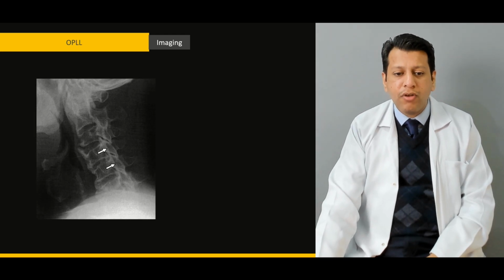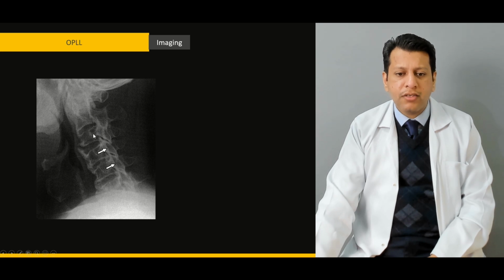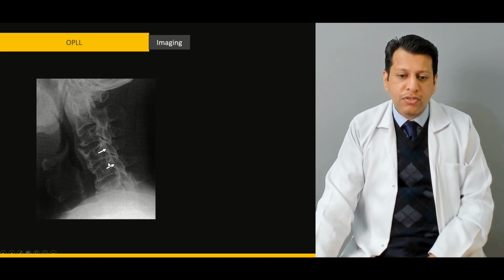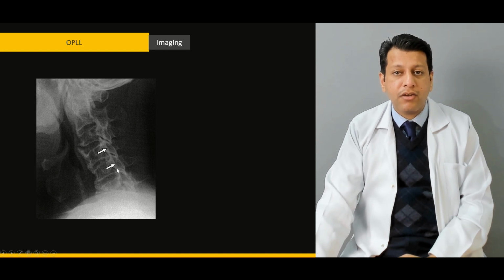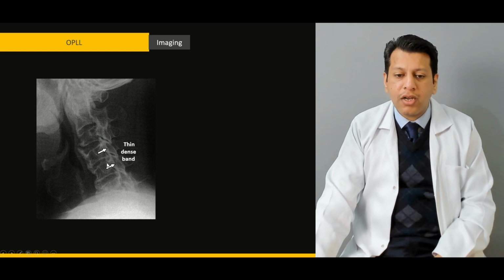On the lateral view, if you look closely, this is a lateral X-ray of a cervical spine. There is definitely osteoporosis. There may be an old fracture, which may have resulted from trauma that he or she may have suffered a long time back. But if you see over here, there is thickening or dense sclerotic lines, just at the site of the posterior longitudinal ligament. This thin dense band is actually a continuous form of the OPLL, or ossification of posterior longitudinal ligament.